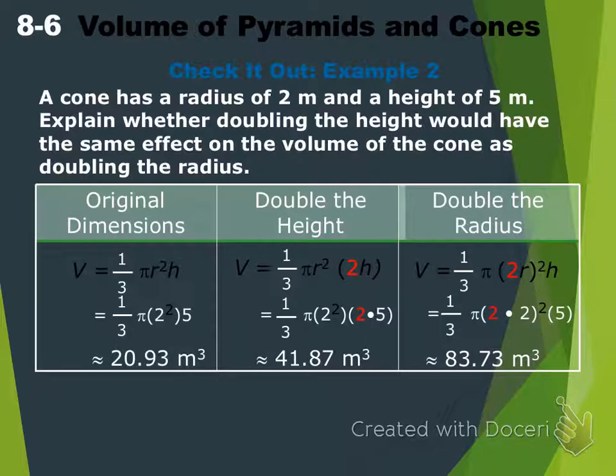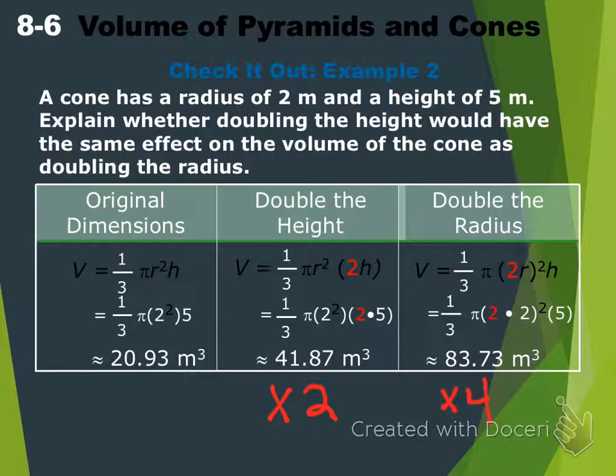Now if you doubled the height, so instead of 5, it would be 10 meters, you end up with approximately 41.87 meters cubed. But if you double the radius, you end up with 83.73 meters cubed. So if you notice, going from 20.9 to 41.8, you're multiplying by 2. But going from 20 to 83, you end up multiplying by 4.